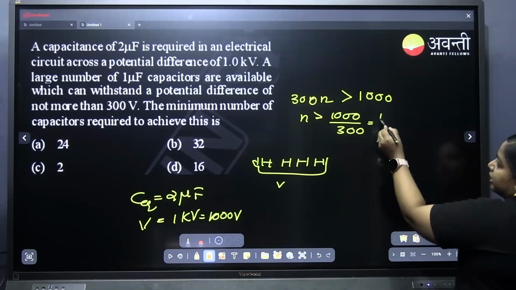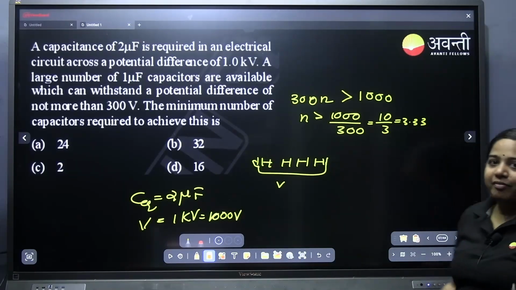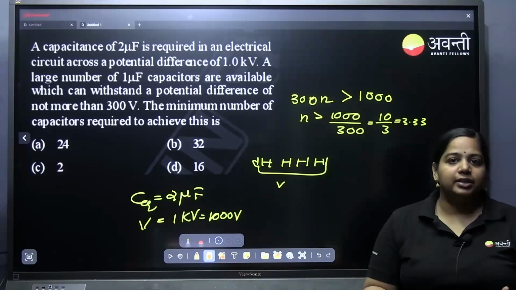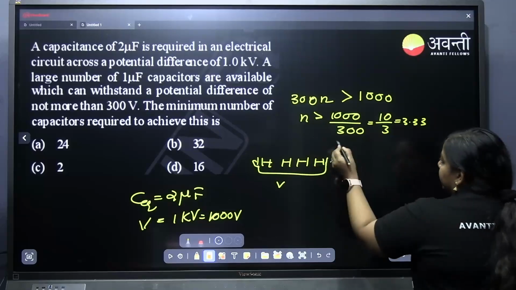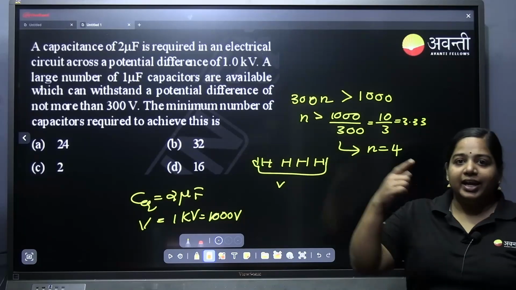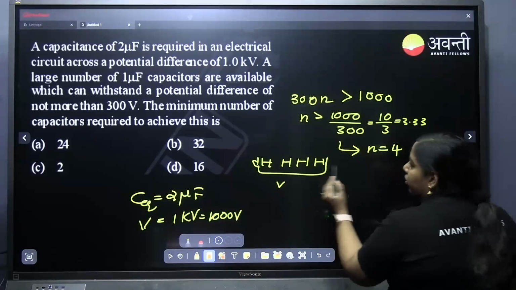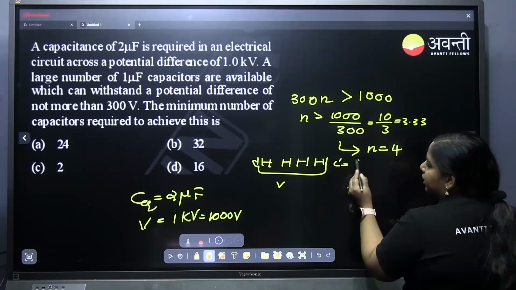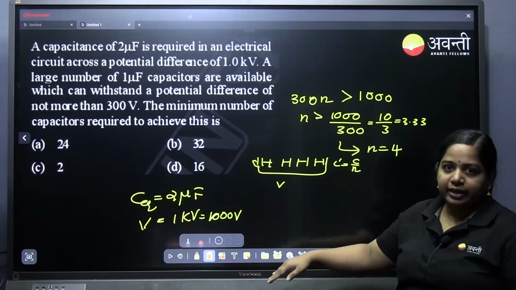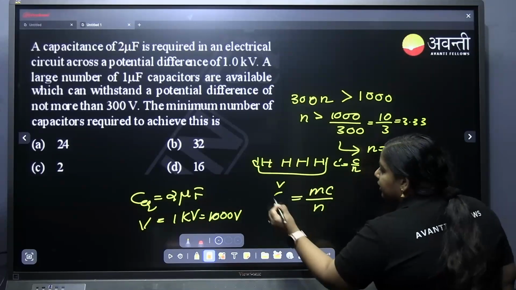This you will get as 10 by 3 or 3.33. We cannot put 0.3 capacitor anywhere. So we will round to the next figure, that is 4. From this we can get n should be equal to 4. Okay, like that n capacitors connected in series. So in one row effective capacitance will be equal to C by n. Like that m number of rows are there. So it will be m C by n, that will be C equivalent.